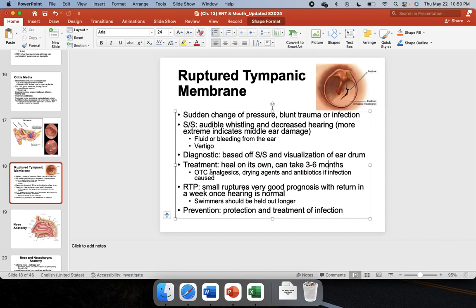So you just want to control for pain, drying agents if needed, and then if you're worried about infection, obviously you can do some antibiotics. And then if it's small, hopefully they'll return pretty quick. If it's large, it may take a little bit longer. If it's an underwater sport, it may take longer because they have the rupture, right?